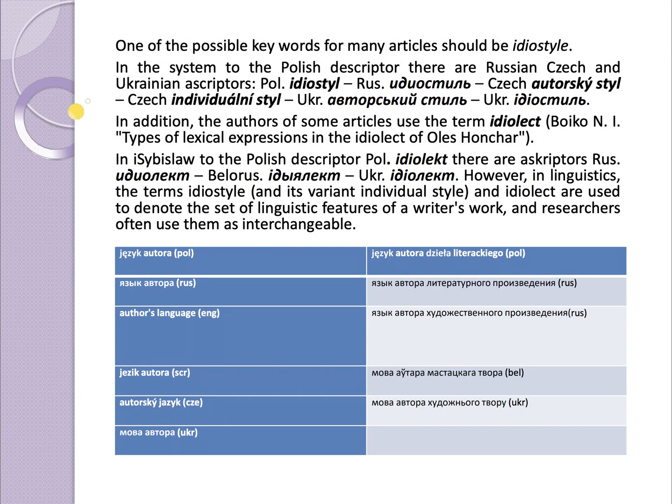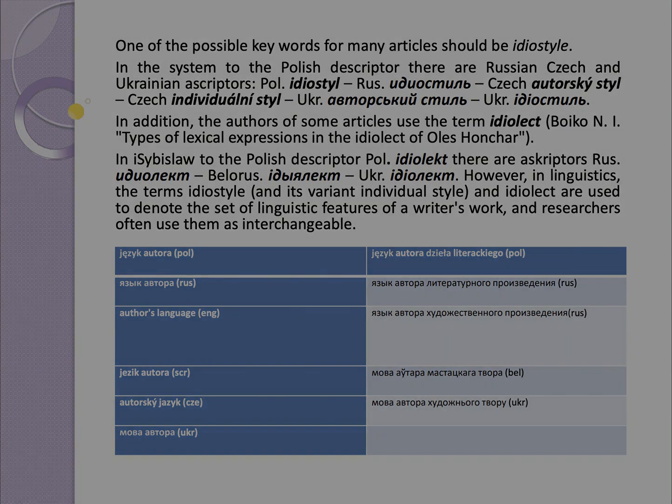In the system, to the Polish descriptor there are Russian, Czech, and Ukrainian descriptors: Polish idiostyl, Russian idiostyl, Czech autorský styl, Polish indywidualny styl, Ukrainian авторский стиль, idiostyle. In addition, the authors of some articles use the term idiolect, for example, Boyko, types of lexical expressions in the idiolect of Oles Honchar. In iSybislaw, to the Polish descriptor idiolekt there are descriptors Russian idiolect, Belarusian idiolect, Ukrainian idiolect. However, in linguistics, the terms idiostyle and its variant individual style and idiolect are used to denote the set of linguistic features of a writer's work, and researchers often use them as interchangeable.